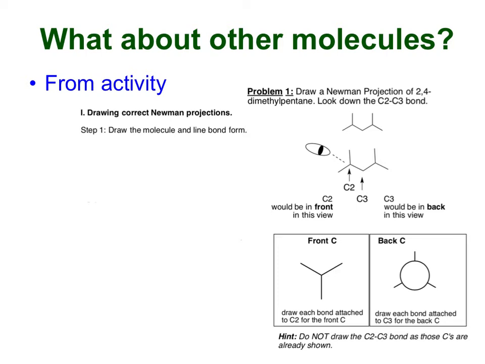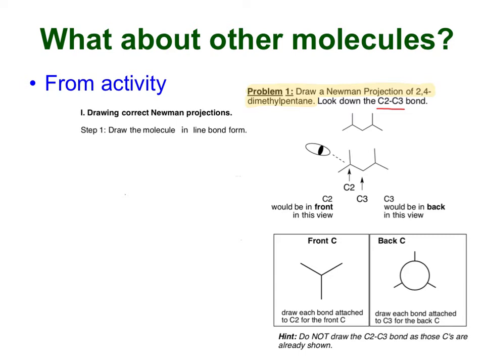The ultimate goal is that we want to be able to show the lowest energy conformer and the highest energy conformer of any acyclic molecule. But in the process, we have to first practice drawing Newman projections of things besides butane. So that's where we're going to start. So as you can see for problem 1 here, it says we're going to draw a Newman projection of 2,4-dimethylpentane. And it's also going to tell you which bond to look down. That's really critical. So this says to look down the C2-C3 bond. So let's look at the process for that.